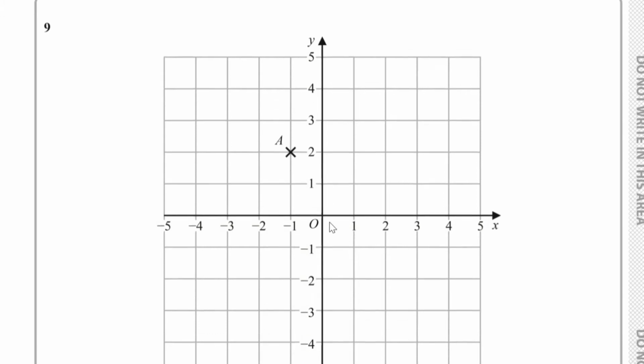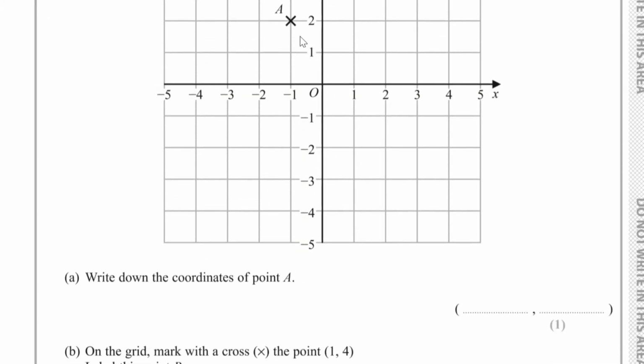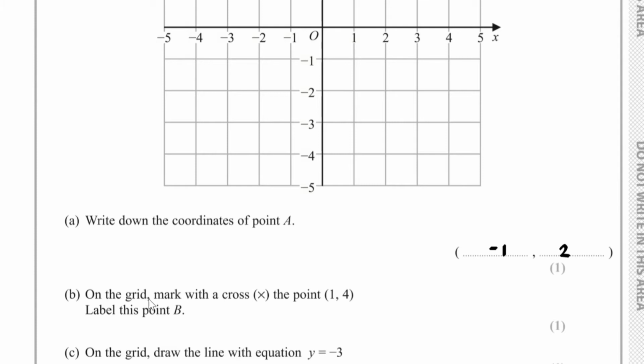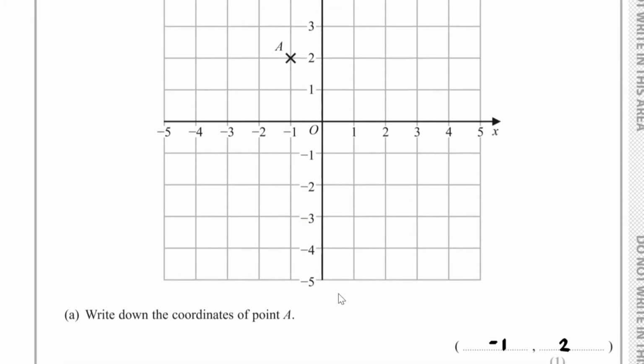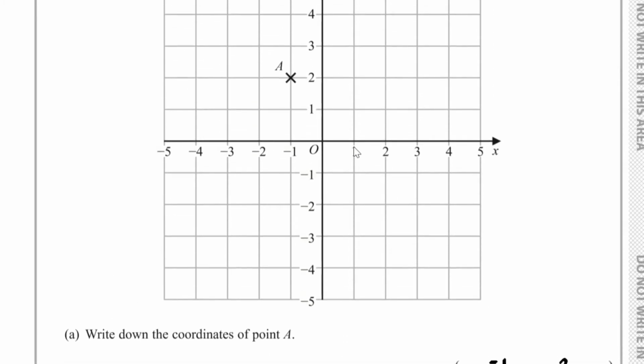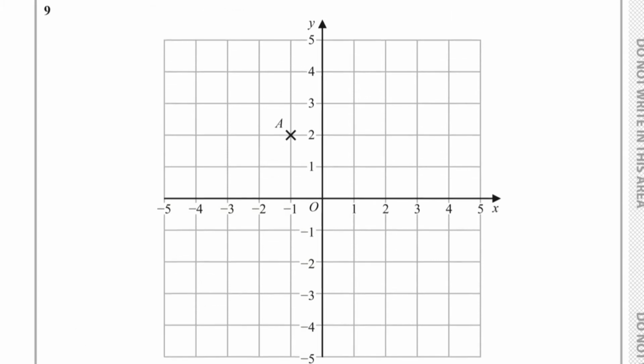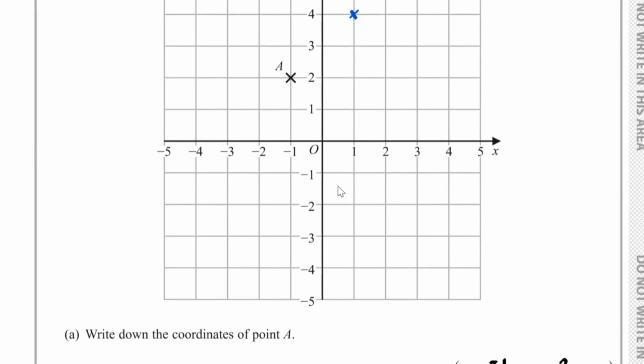Question number 9. We've got the point A over here, and we have to write down the coordinates of A. Well, we have -1, 2. So the coordinates of A are -1, 2. For part B, on the grid, we have to mark with a cross the point 1, 4. So we go 1 across, 4 up. Here is that point, and we have to label this point B.